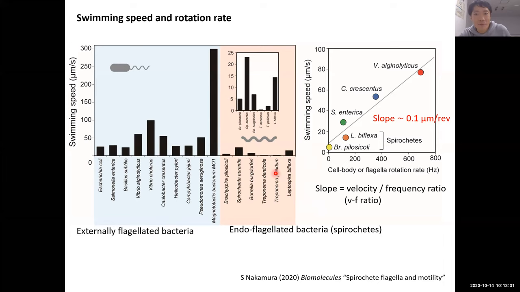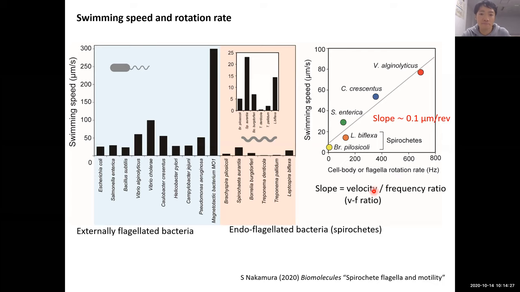Like this, in right view. So about 10 or 5 micrometers per second. However, if you show the pairwise relationship between the swimming speed and the cell body or flagellar rotation rate, like this, the relationship between these two parameters is almost the same. The same means the slope is 0.1 micrometer per revolution. This means the swimming distance by one revolution of the cell body or flagellar rotation. So, therefore, maybe the swimming efficiency is almost the same among these bacteria.